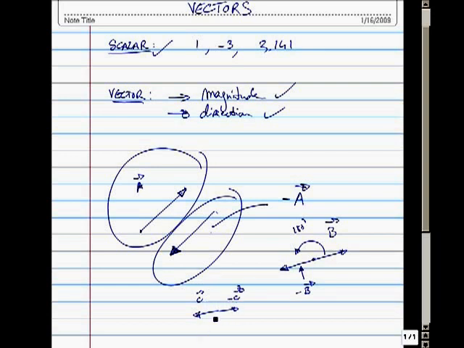So the relationship between C and minus C is that they share the same magnitude, they have the same length, but they have opposite direction, and the relationship between their respective directions is an angle of 180 degrees.